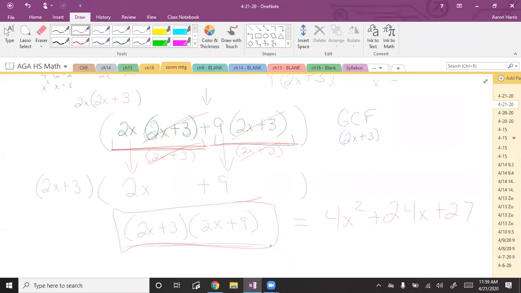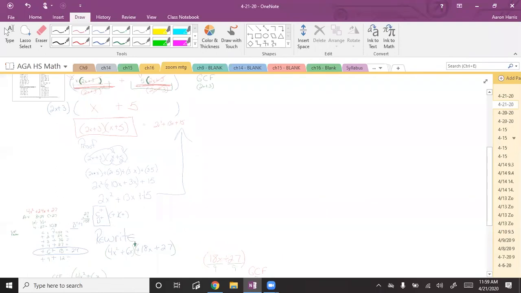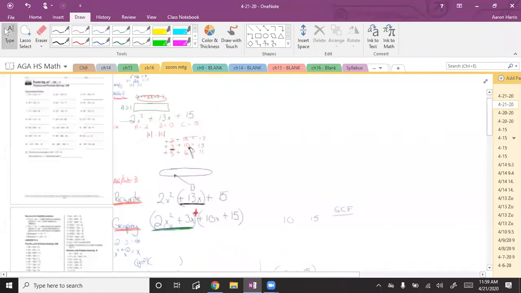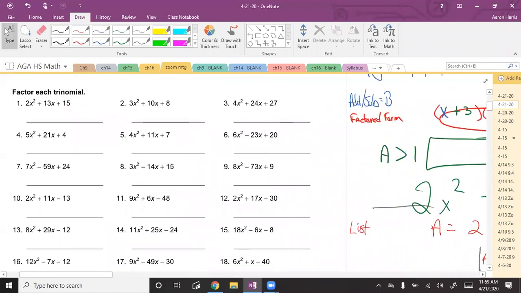Does that make sense on these? If you're able to do those, and you come back to these problems, these are essentially the same or a little bit easier, right? We just did this one. I already did this section.